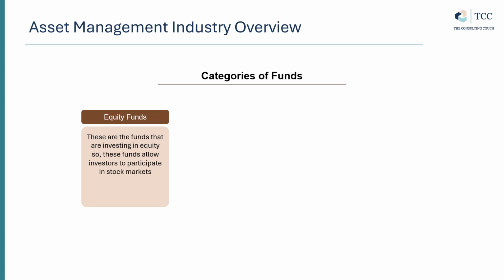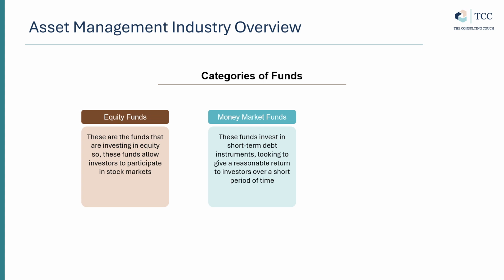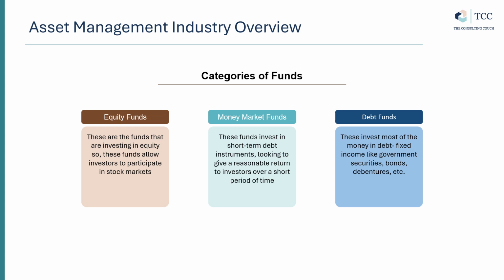The next category of funds is money market funds. These funds invest in short term debt instruments looking to give a reasonable return to the investors over a short period of time. These funds are suitable for investors with a low risk appetite who are looking at parking their surplus funds over the short term. The third category of the fund is debt funds. These invest most of the money in debt or fixed income instruments such as government securities, bonds, debentures, and many more. They are low risk, low return funds.